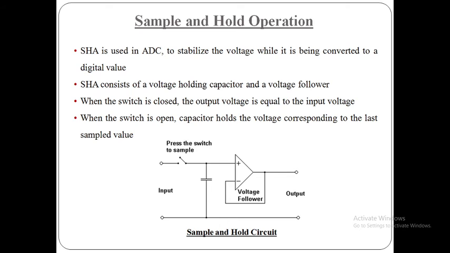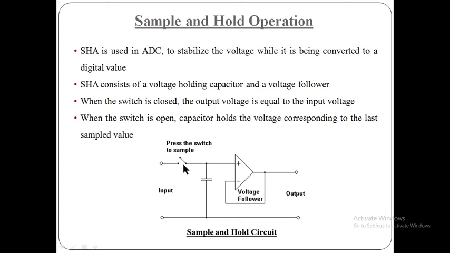The sample and hold operation, this is a simple one. The sample and hold operation is used in an analog to digital converter to stabilize the voltage while it is being converted to a digital value. Sample and hold operation consists of a voltage holding capacitor and a voltage follower. Here you can see it is the voltage follower, and this is the capacitor which holds the voltage in that analog to digital converter.